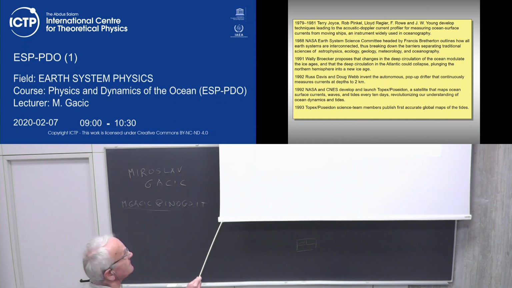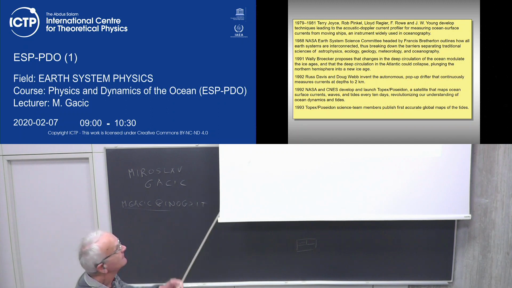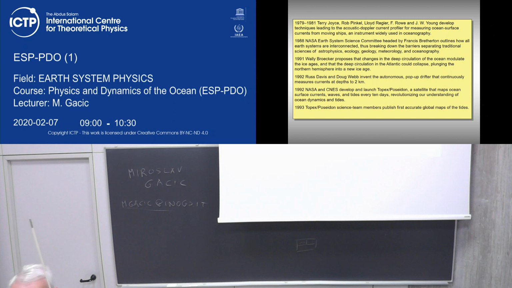In 1993, this is another very important point in the development of oceanography, and remote sensing: TOPEX Poseidon is the group of satellites which are used later on, and are still used now for the measurements of the sea level. So every 10 days we have the complete picture of the sea level of the ocean with an accuracy of about 1 centimeter.